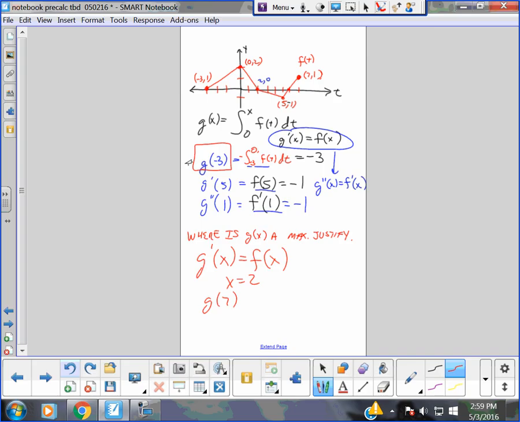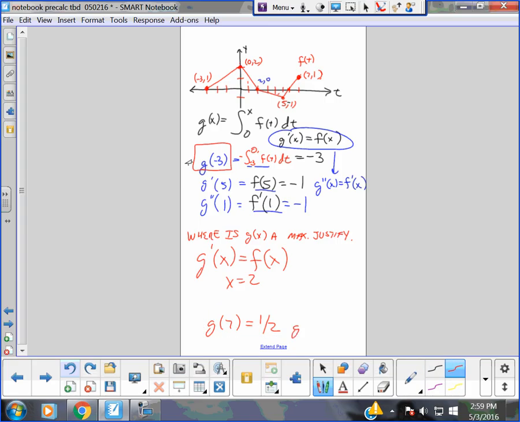Now, g of 7 is going to be the area under the curve from 0 to 7, right? And hopefully I did this right. This area was positive 2, a 2 by 2 triangle, okay? This area is a base of 4 from 2 to 6, a height of 1, but underneath, that's a negative 2. All right, so I have a triangle here of area 2. I have a triangle here of area negative 2, which is 0. And then I have a triangle here 1 by 1, which is 1/2.